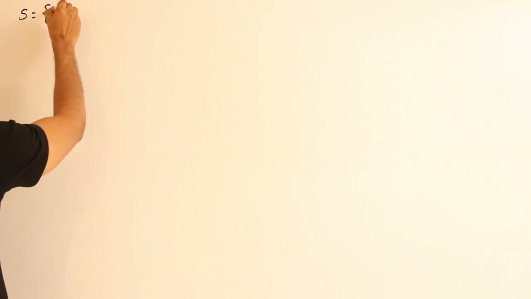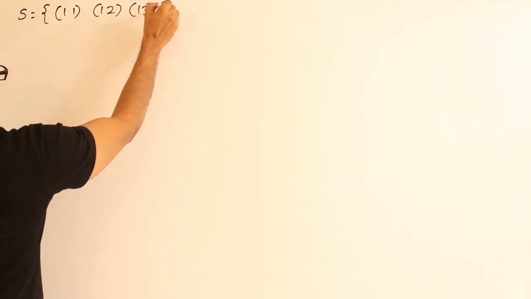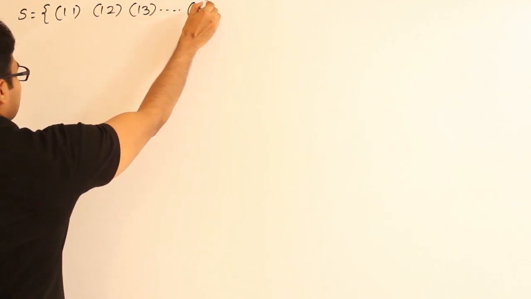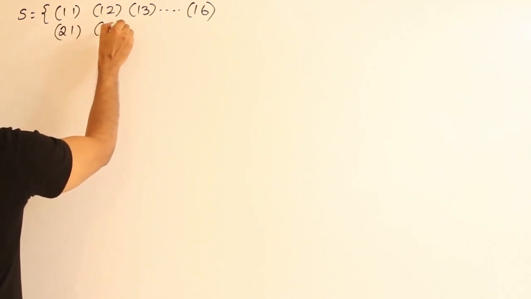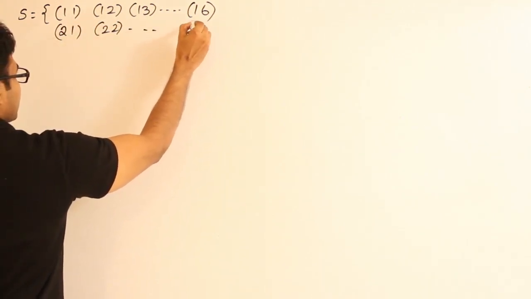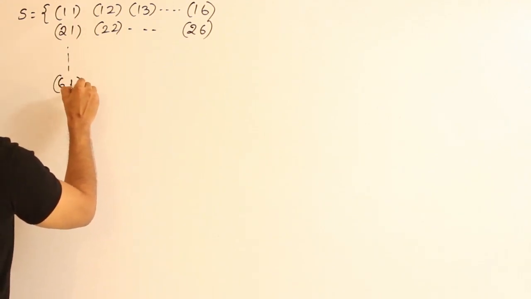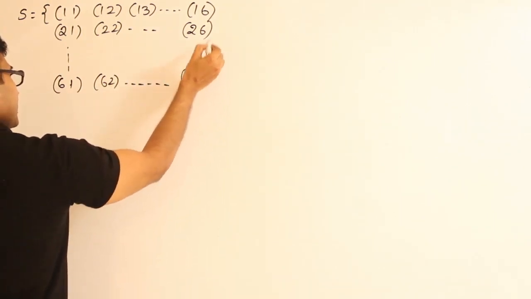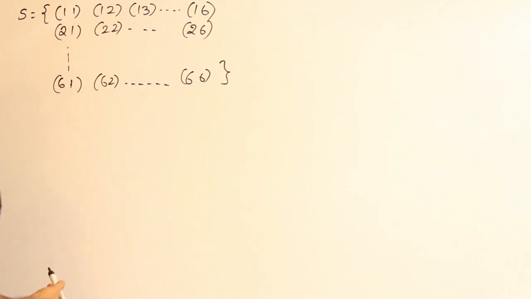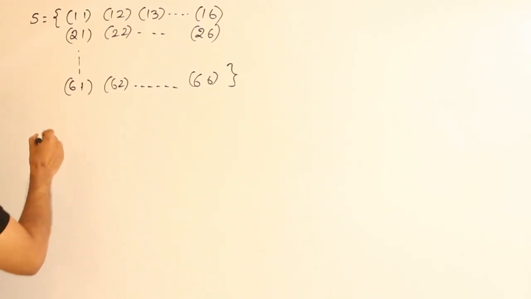What are all the elements? 1 1, 1 2, 1 3, so on, 1 6, and again 2 1, 2 2, so on, 2 6. Similarly, you are going to have 6 1, 6 2, so on, 6 6. These are the 36 elements that will be present in the sample space. Got it? And now let's define one event, event E1.